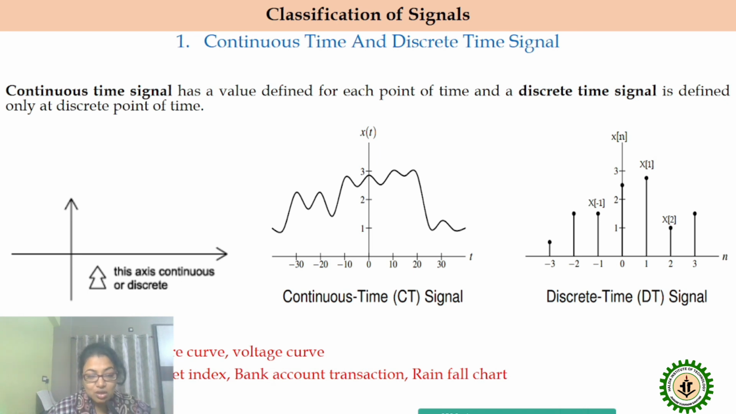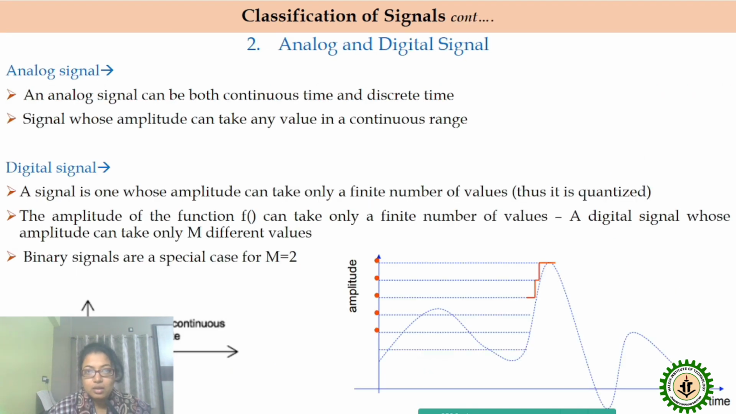So when you check these transactions, these are examples of discrete time signals, because there is a gap. It is not that you are paying something continuously. Okay. A stock market index is also discretized in nature. Rainfall chart: today maybe it is raining, tomorrow it will not rain. So depending on that, we have to make a rainfall chart also, which is a discrete time signal.